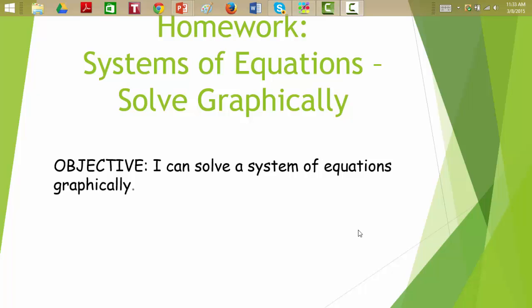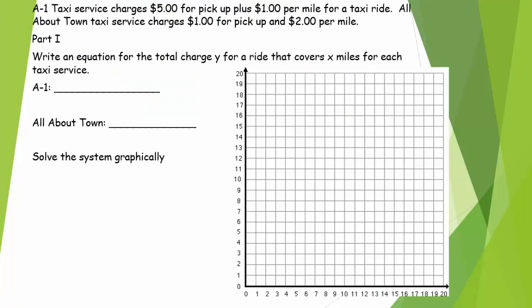Tonight's homework is on systems of equations, solving those systems graphically. So our objective is I can solve a system of equations graphically. And today in class we talked about 3 different forms, whether it would be no solution, those lines would be parallel, one solution, those lines would cross at one point, or infinitely many solutions. Those were where you had the same exact equation written in 2 different forms and those lines completely overlapped one another. Tonight, what I'd like to actually look at is a word problem involving a system of equations.